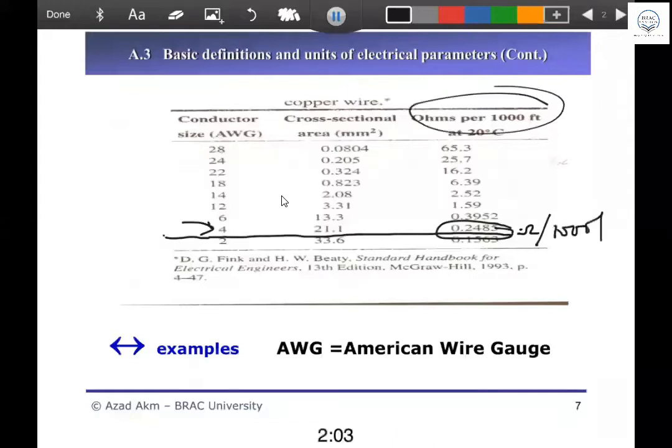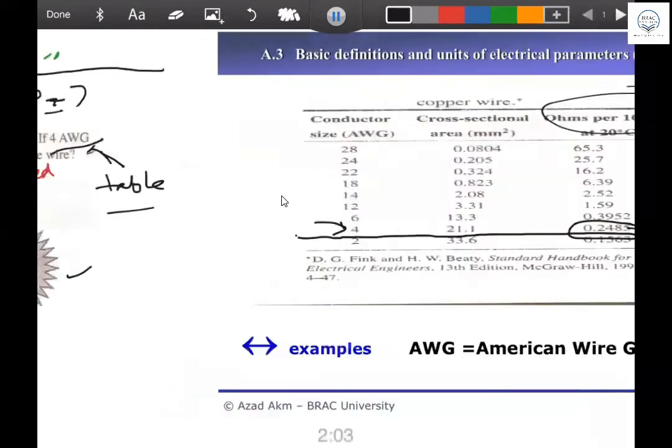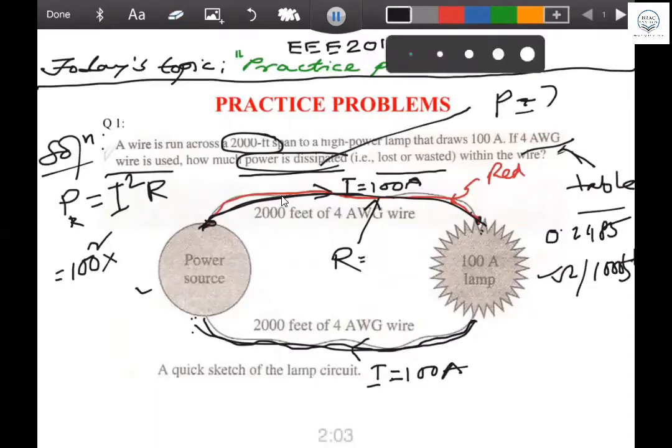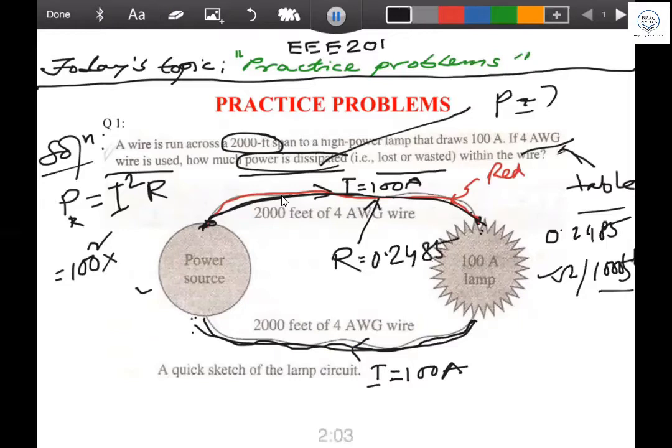Remember, this is the information we have: 0.2485, as your friend said, it is 0.2485 ohm per 1000 feet. This is the resistance we got from there. But in our case, what will the resistance be? It will be 0.2485 times 4, because it is per 1000.